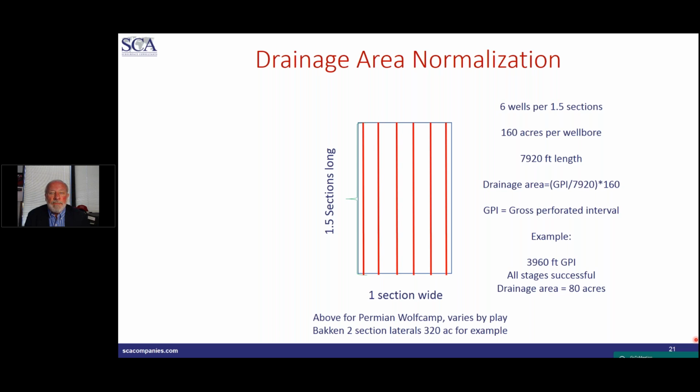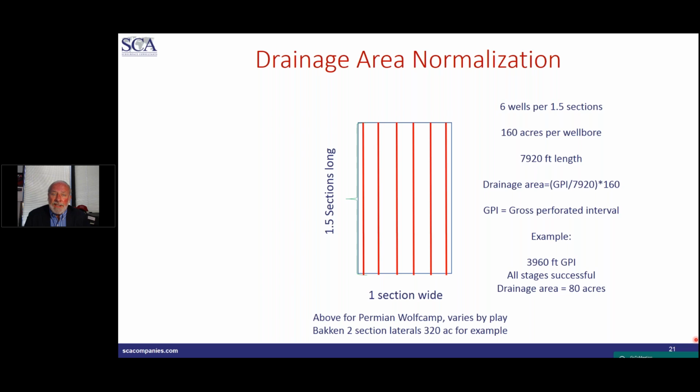Drainage area normalization depends on the area. This is for the Wolfcamp in the Midland Basin. Typically, I can say the historical Wolfcamp, operators are starting to experiment with more wells than 6. I've seen some people go to 8 in some areas. This one assumes 6 wells per 1.5 sections. You get 160 acres per well bore, and then you just basically try to allocate your oil in place and your EUR per acre to the number of acres based on a function of the length.